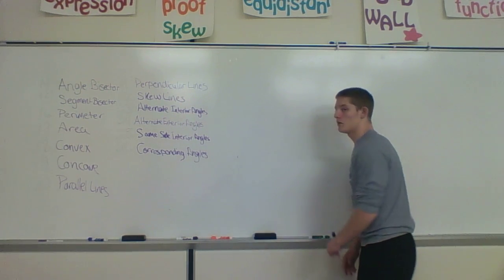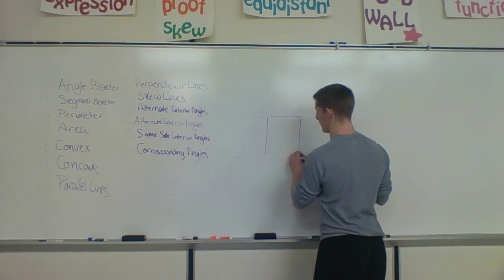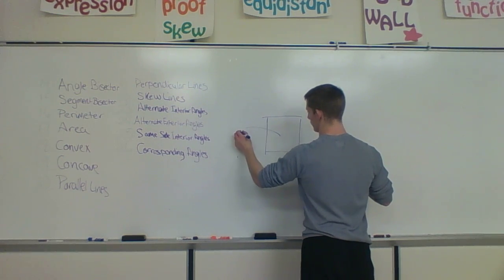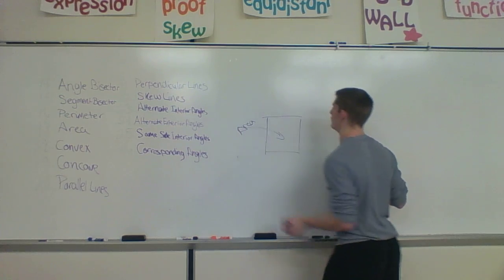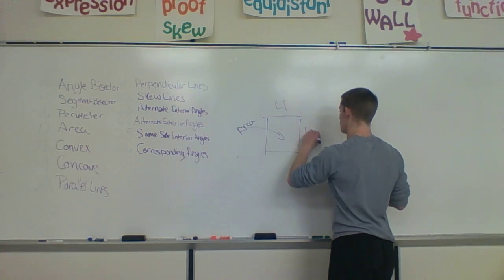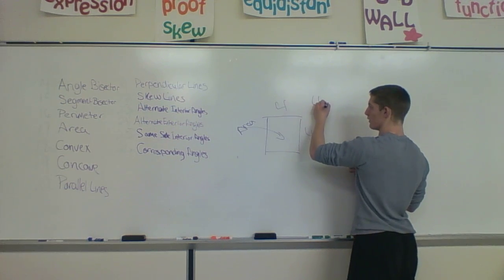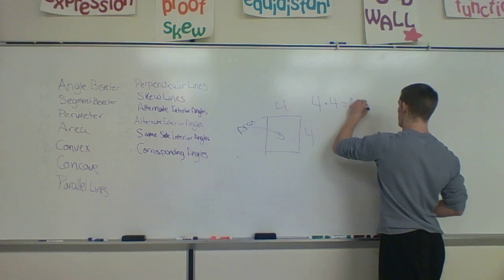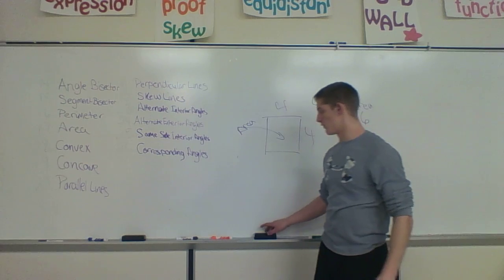Next we have the area, which is the amount of space inside of a closed 2D object. So see the area of this square right here, so 4 by 4. So then you multiply 4 by 4 to get the area, which would be 16. And there you have your area.